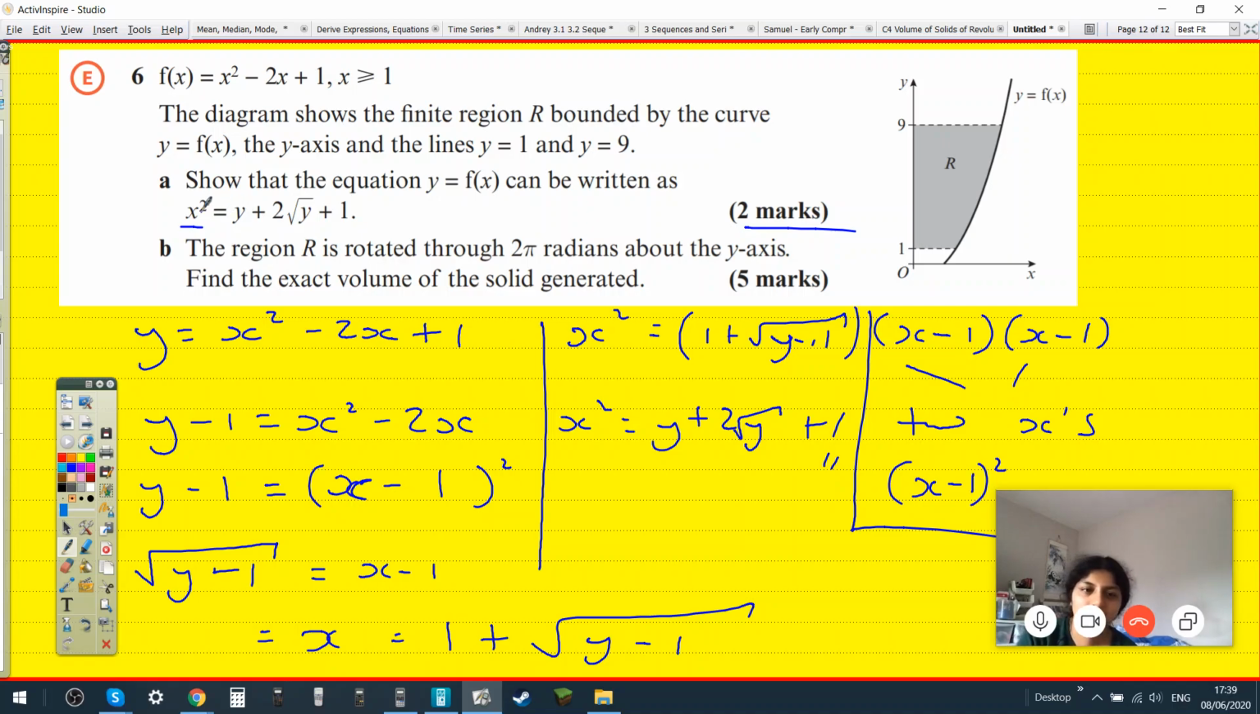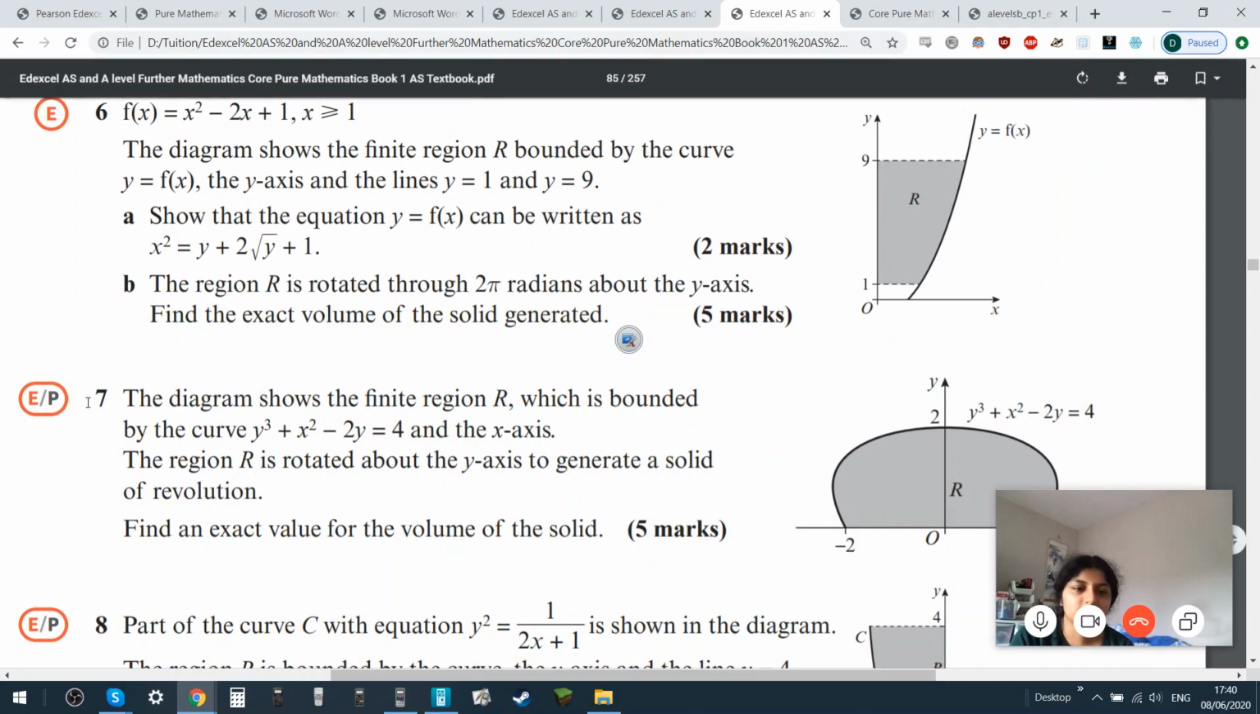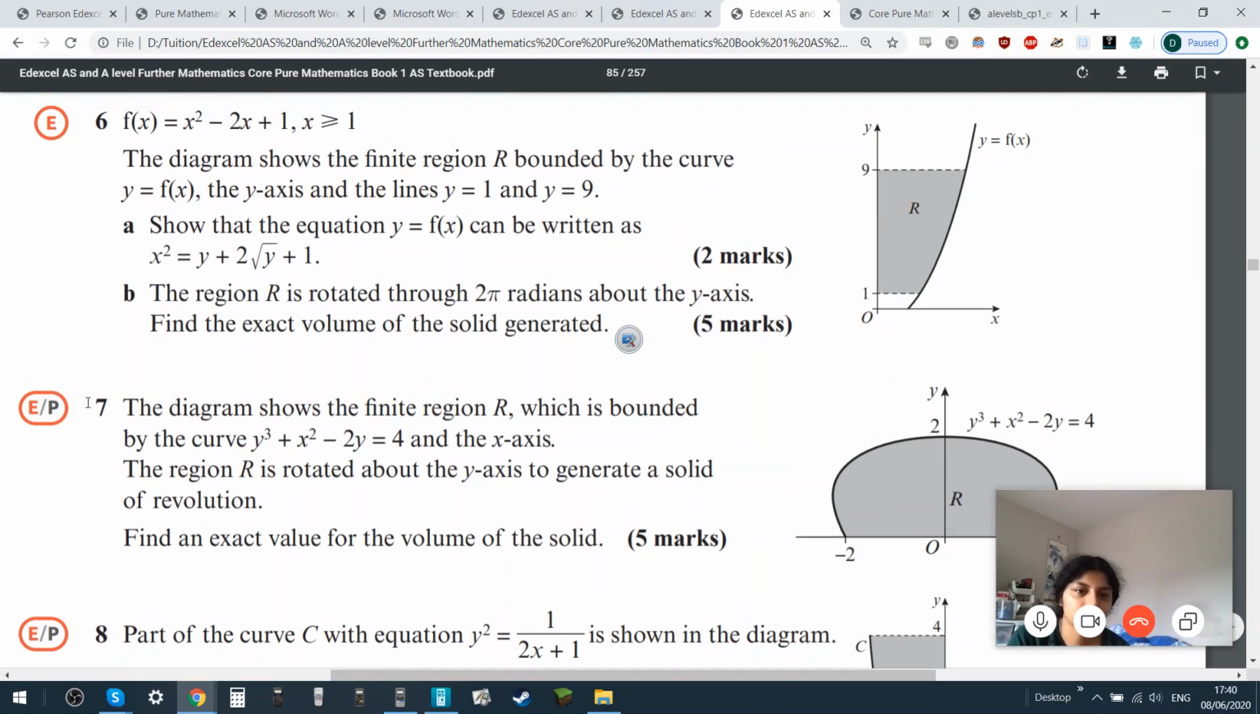And then question B. So you already know what x squared is, so you just have to integrate the y plus 2 root y plus 1 between 1 and 9. Y plus 2. Let's say y to the half. Yeah, and then you just go from there. Grand. Any questions about that one?